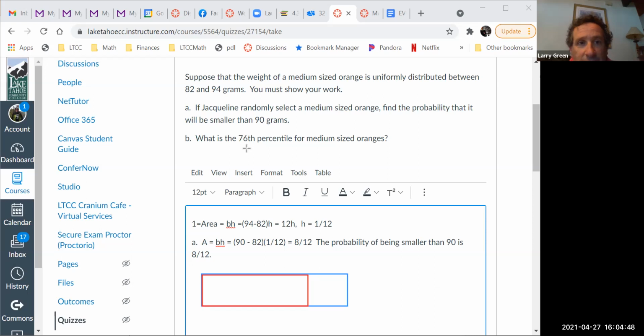Okay, we still have, let's write it out, 1/12 for the height. And for these numbers, it went, remember, from 82. We don't know this number. That's the whole point. So I'm just going to call it X. But we do know the right end, and that is 94. And what we do know also is that the area of this red rectangle is 0.76. Any questions on that?